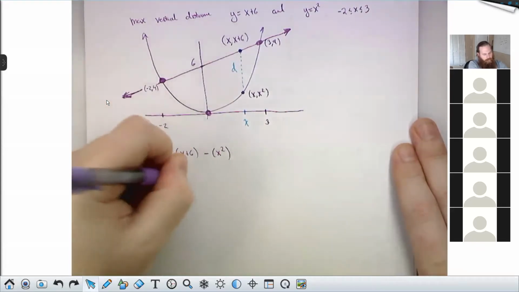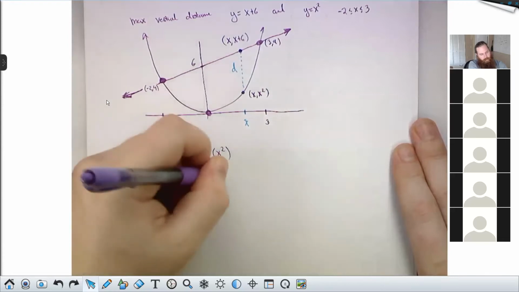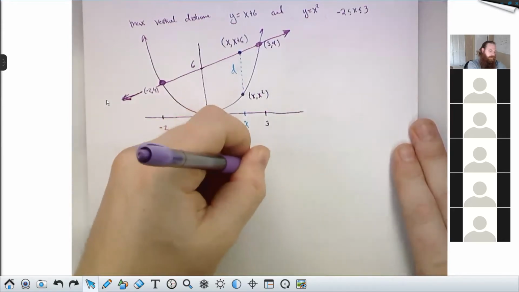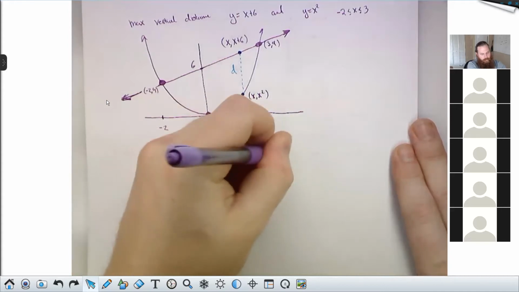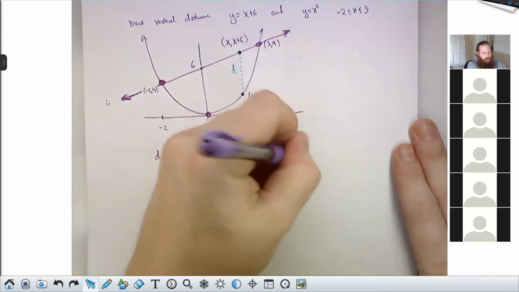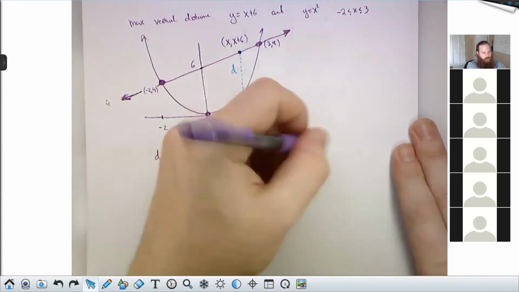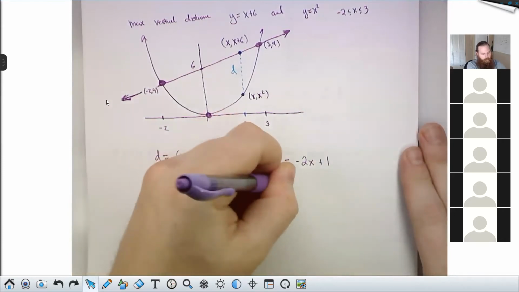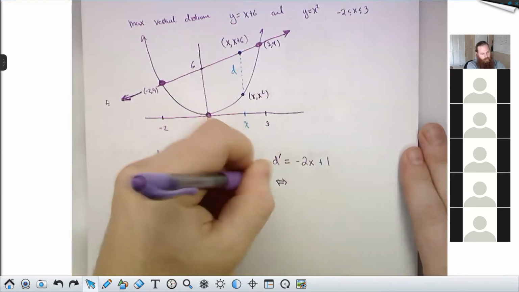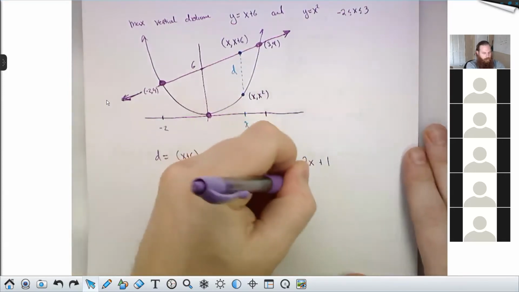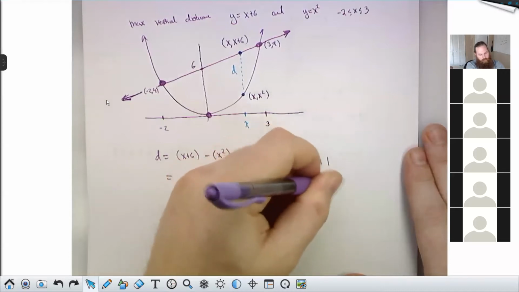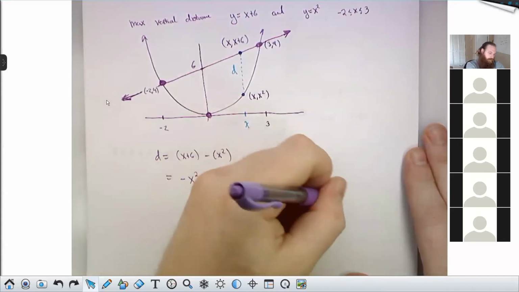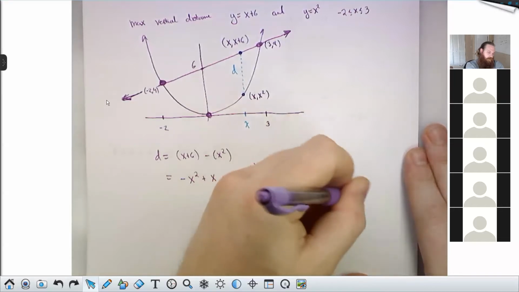So this would be the function negative x squared plus x plus 6, if you want to write it in standard form, which means that d prime, since I want to maximize this, I'd calculate its derivative. d prime would be negative 2x plus 1. The 6 differentiates to 0. So d prime is equal to 0 if and only if negative 2x plus 1 is equal to 0, if and only if 1 equals 2x, which means x has to be 1/2.